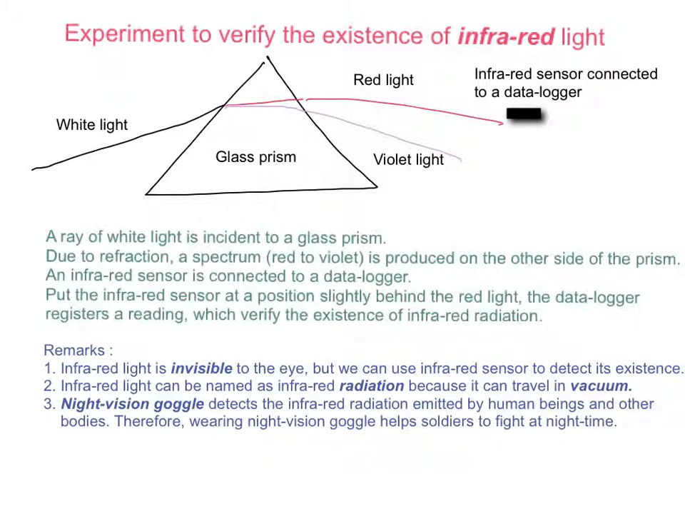Let's see how to perform an experiment to verify 證明 the existence of infrared light. First, let's see the remarks. The first one is that infrared light is invisible to the eyes, 睇唔到嘅. But we can use an infrared sensor to detect its existence. Second, infrared light can be named as infrared radiation because it can travel in vacuum.